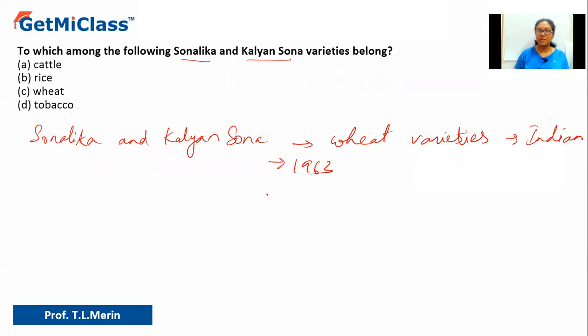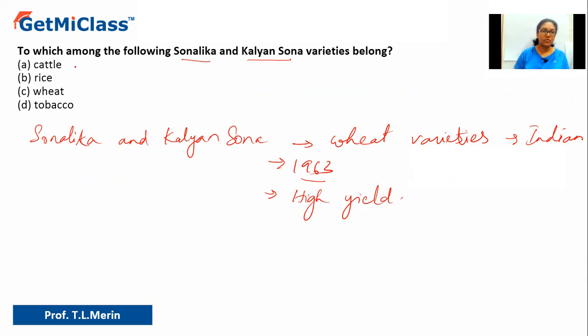And what was so special about these? The speciality is these used to produce very high yield compared to other varieties. They were released in the year 1963, and from then, continuously these varieties have been popular for their yield. So what varieties are these? These are wheat varieties.